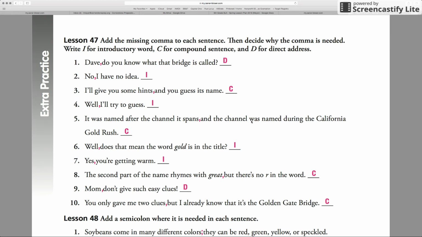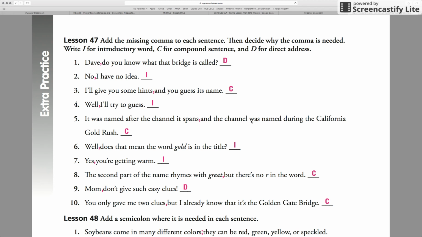So for lesson 47, you had to add the missing comma to each sentence. Then you had to decide why the comma is needed. You're going to write I if it's needed after an introductory word, C if it's needed to separate a compound sentence, and then D if it's for a direct address.